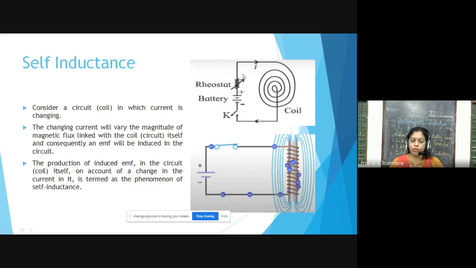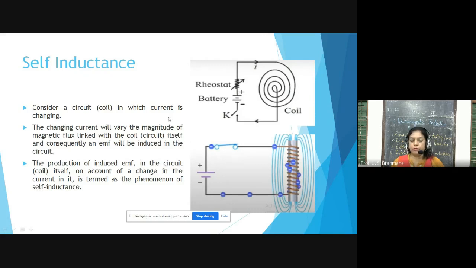So the production of the induced EMF in the circuit on account of the change of the current in it is termed as the phenomenon of self-inductance. Remember. So consider a circuit or a coil in which current is changing. Take a coil. The changing current will vary the magnitude of magnetic flux. Because of the changing current, the magnitude of the magnetic flux linked with the coil itself changes, and consequently an EMF will be induced in the circuit.